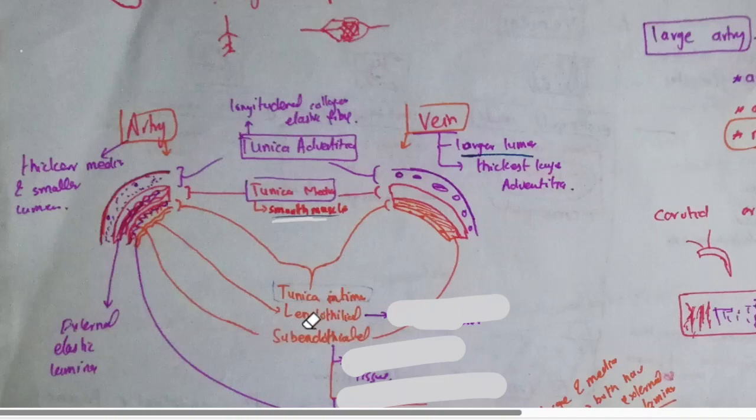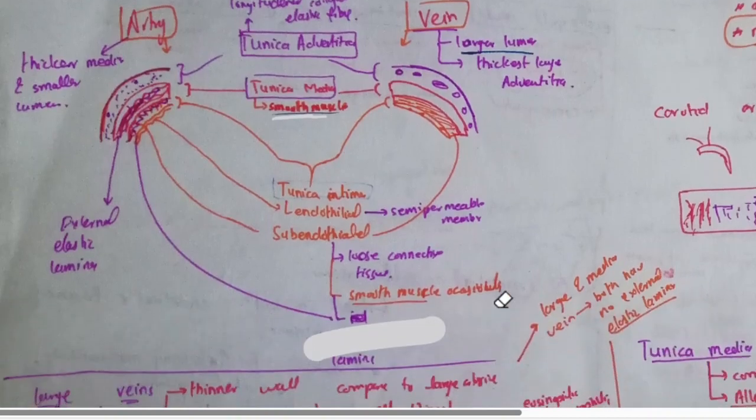In the tunica intima, one is the endothelial tissue, and another is the subendothelial tissue. Endothelium is a semi-permeable membrane. The subendothelial tissue has loose connective tissue. Another thing is smooth muscle, and the internal elastic lamina is also present. For example, this is the internal elastic lamina. So the internal elastic lamina is present in it. You have to remember this about the arteries and the veins.